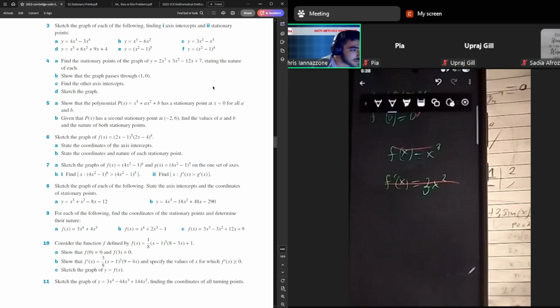That is kind of the same as before. Given p of x has a second stationary point at negative 2, 6, find the values a and b and the nature. Yeah, okay. So again, the bulk of what's happening here is actually just finding the stationary points. I think this might be unique enough to do.